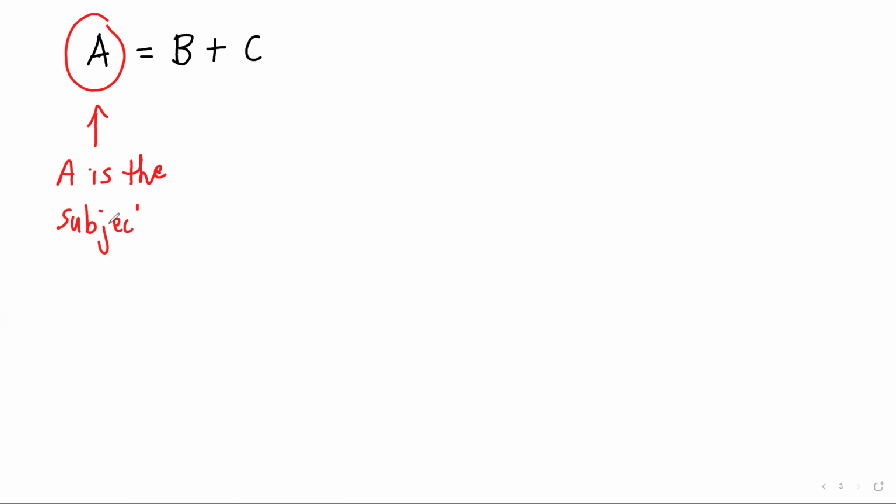Now, if I wanted B to be the subject, I would need B to be equal to something to do with A and C, right? So if I have A is equal to B plus C, and I want to make B the subject of the formula, well, I would need B by itself on that side of the equation. So I would need to move C to the other side. Now you have to pay attention to the operation that is being done to C. You don't just move C all willy-nilly, right?